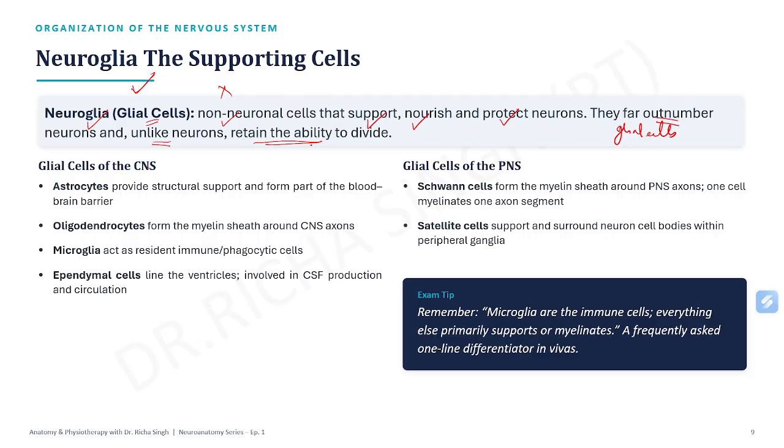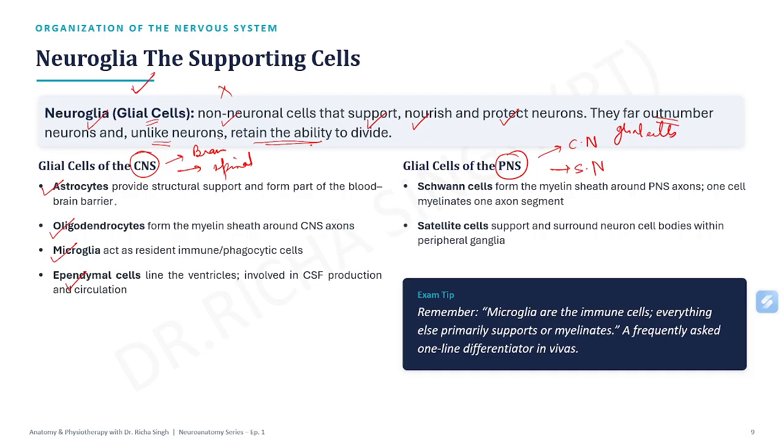Now, there are two types of glial cells. One type is in the central nervous system, that is, in the brain and the spinal cord, whereas the other type is in the peripheral nervous system, that is, in the cranial nerves or the spinal nerves. Glial cells in the central nervous system are astrocytes, oligodendrocytes, microglia, and ependymal cells.